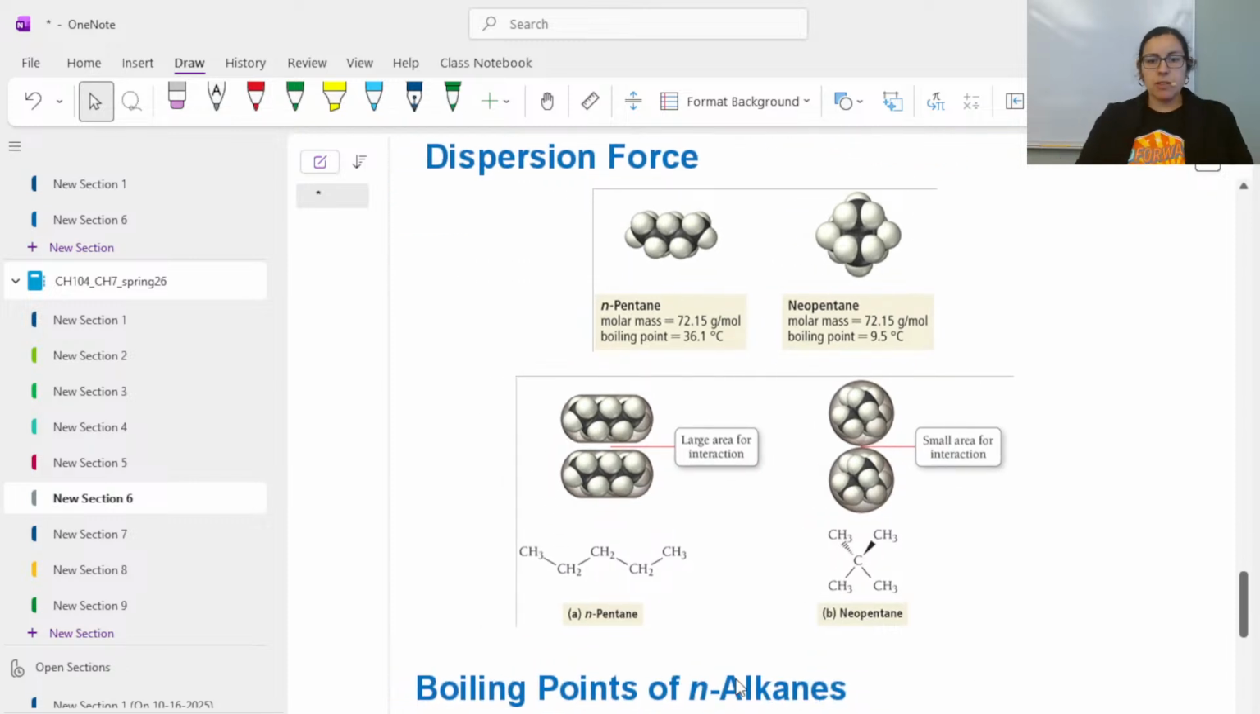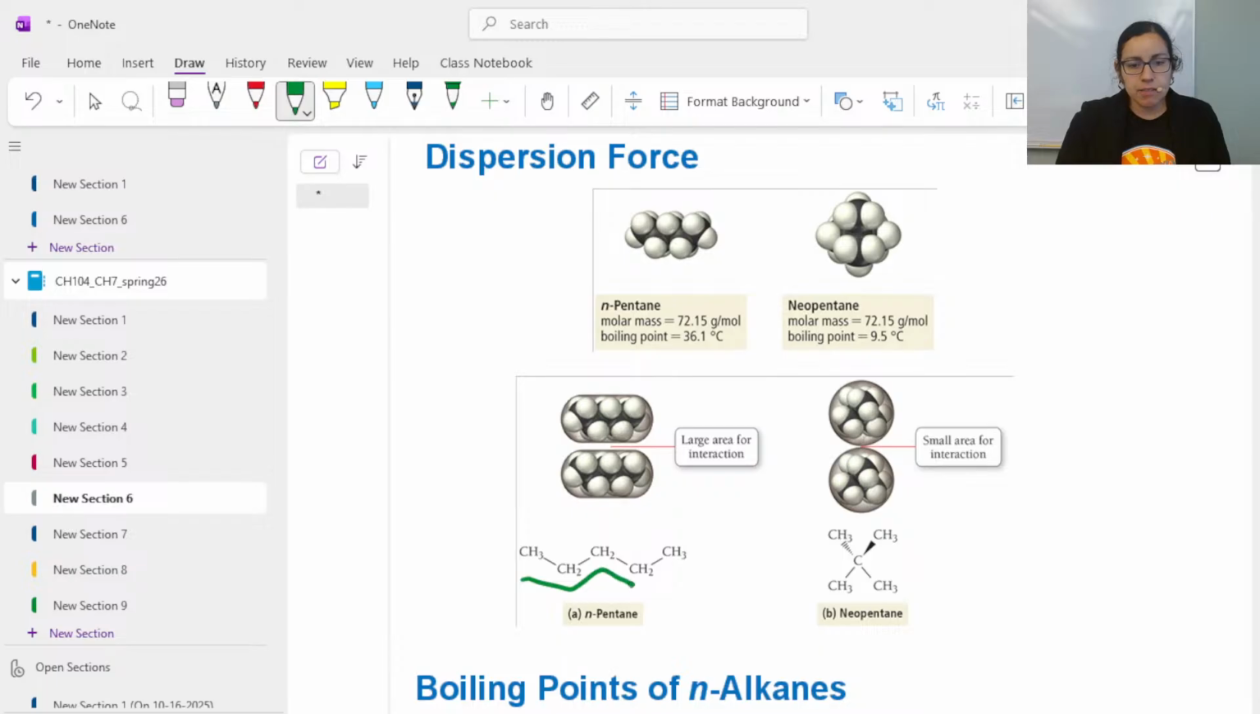A good example is if we compare, so N-pentane is going to be our straight chain. So 1, 2, 3, 4, 5 carbons in a line, showing the tetrahedral nature of each carbon. And if we compare that to neopentane, exact same formula, 5 carbons, and if we counted up the hydrogens, they would each have 12 hydrogens. But with neopentane, it's more of a ball, right? It's very small, compact. And so that means we have a small surface area for interaction versus this large one here.